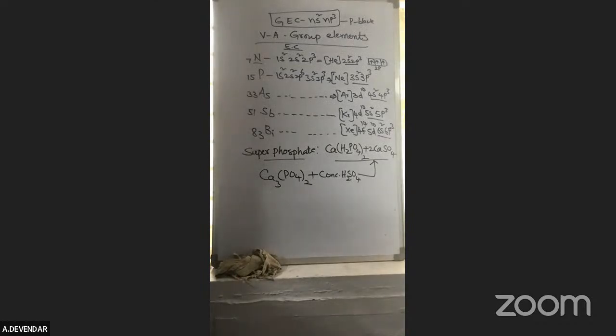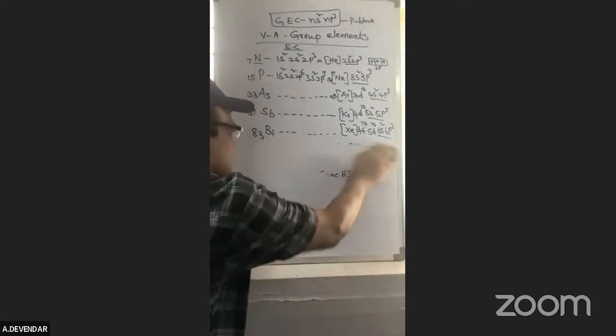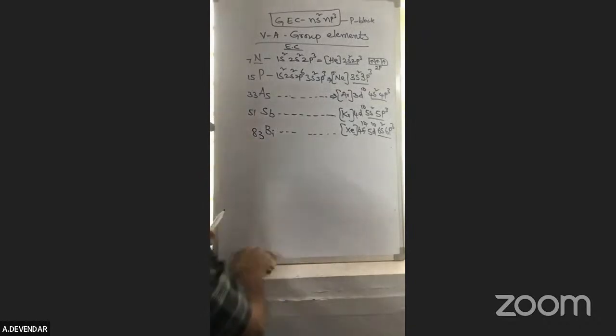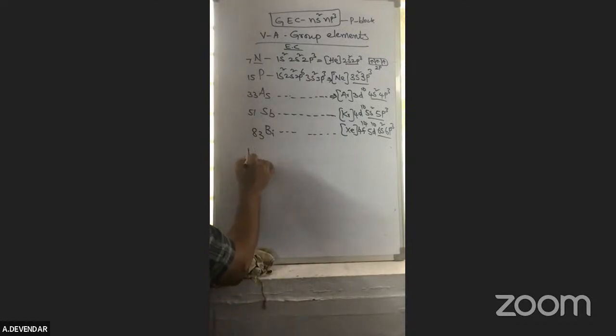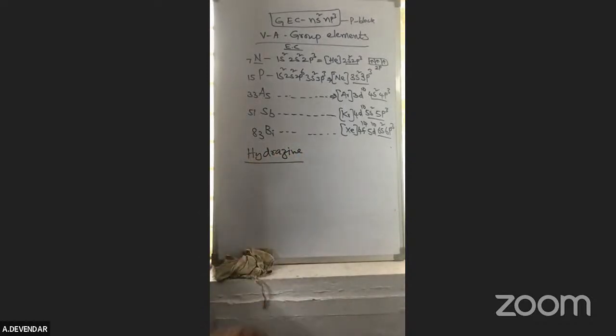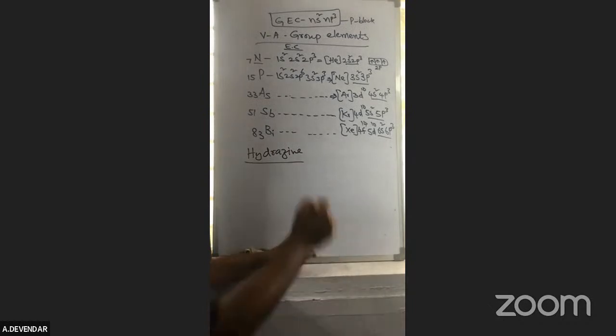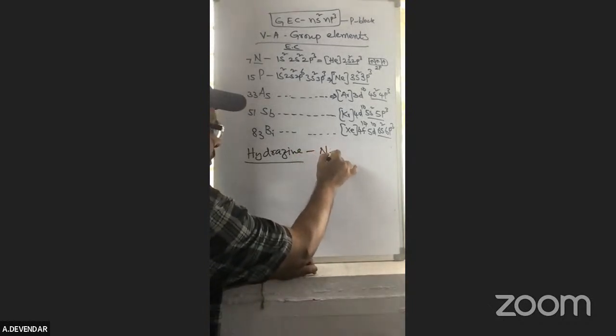Next, two more important preparations are there that I will explain very briefly. That is hydrazine and hydrazoic acid. They also ask about hydrazine. So next, hydrazine preparation. First of all, what do you mean by hydrazine? What do you mean by hydrazoic acid? Remember, N2H4 is called hydrazine. Remember the formula.